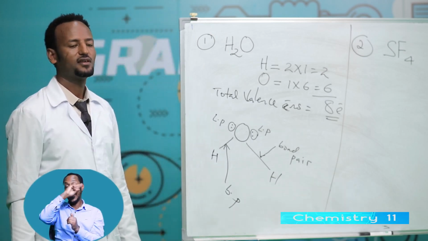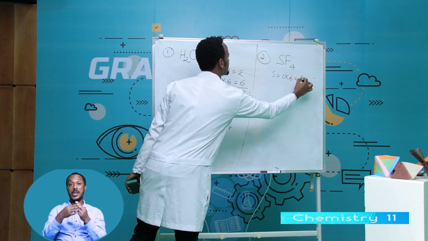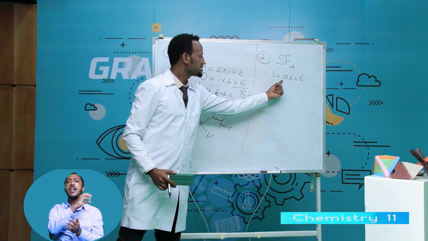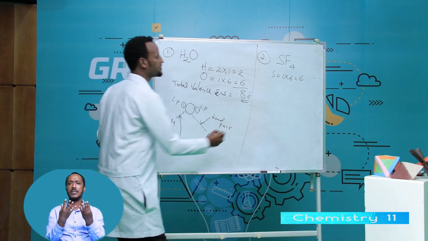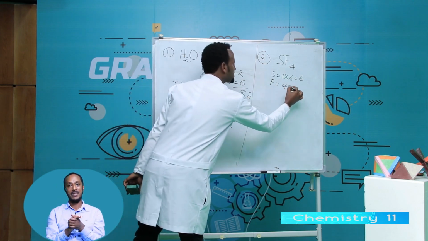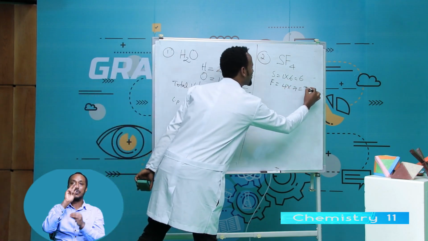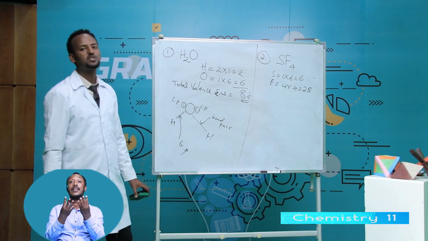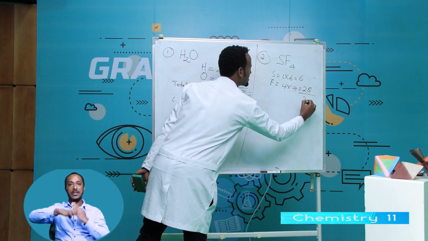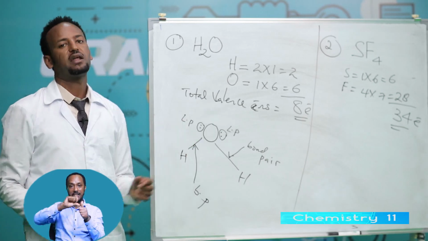SF4. In this case, sulfur 1 times 6, because sulfur is group 6 element. 1 times 6, the number of sulfur is 1. 1 times 6, 6. Fluorine, how many fluorine? 4 fluorine. Therefore, 4 times how much? 7. 4 times 7, 28. Because fluorine is group 7 element. Now, the sum of 28 plus 6, 34 electron. This 34 is similarly total valence electron.